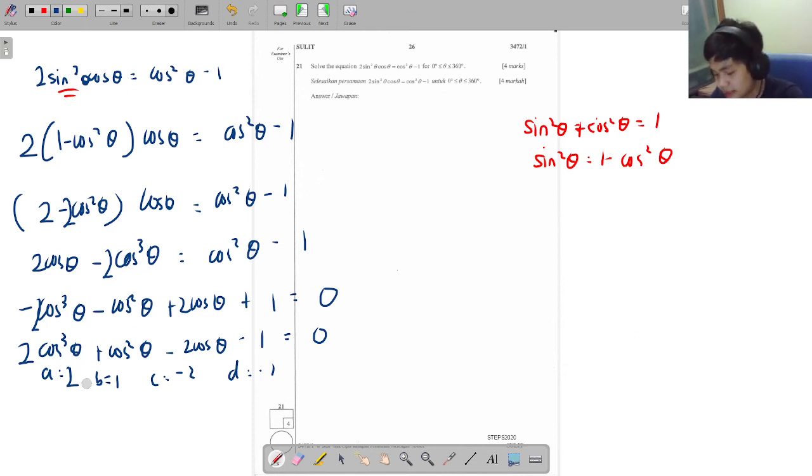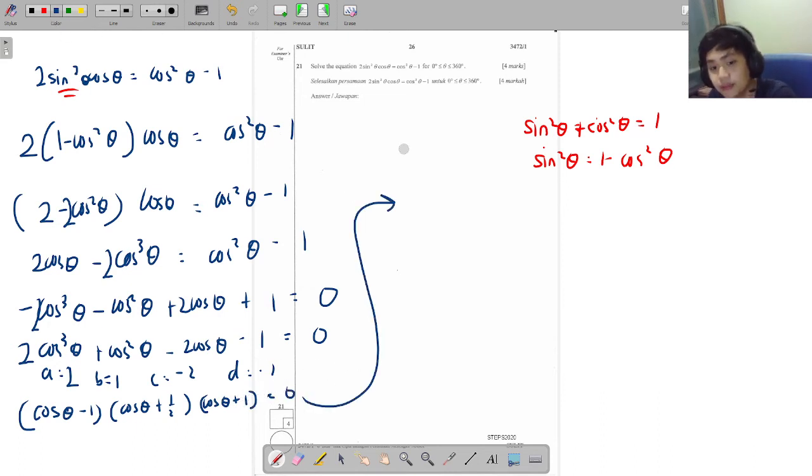Right, so I have 3 answers: 1, negative half, and negative 1. To sort of cheat, I can usually write it like this: cos theta minus 1, cos theta plus half, and the third one would be cos theta plus 1 equals 0. And I'll solve for all these 3 brackets. Starting from the first one, cos theta minus 1 equals 0, so cos theta equals 1.